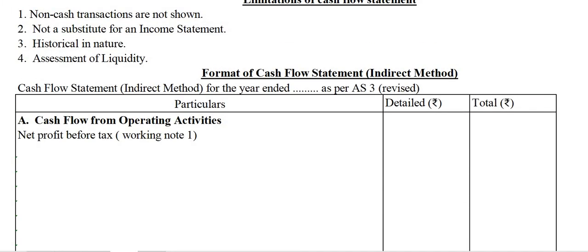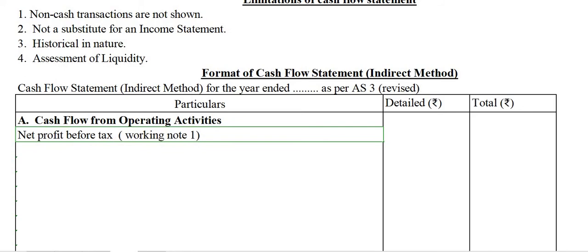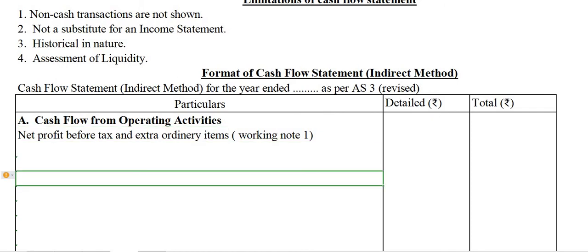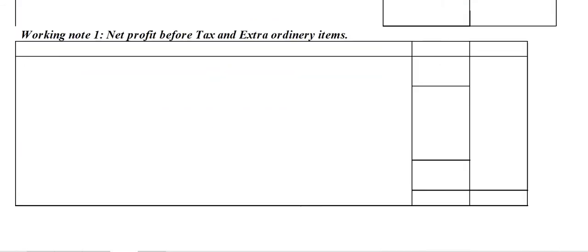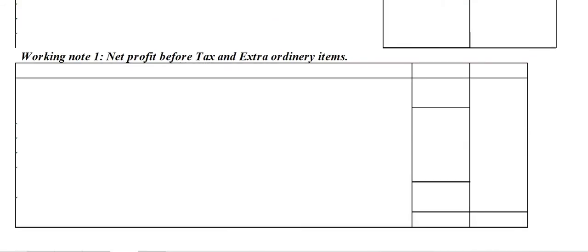This is the working note for finding out net profit before tax and extraordinary items. Okay, so here net profit before tax and extraordinary items is the heading, which we can find out with the help of that note. Net profit before tax and extraordinary items. So let us see how to prepare that. We have given the heading, working note, net profit before tax and extraordinary items.